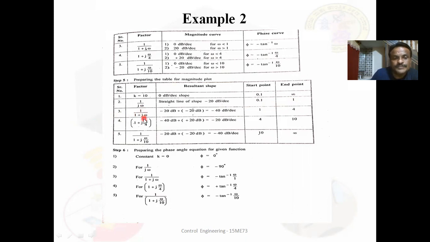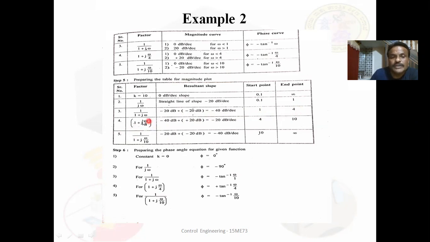Then you take the simple pole 1 by 1 plus j omega, minus 20 dB. The previous slope is minus 20 dB, and for this it is minus 20 dB. Minus 20 minus 20 is minus 40 dB per decade. Where does it start? It starts at omega equal to 1 radian per second and ends at the next corner frequency, that is 4 radian per second.